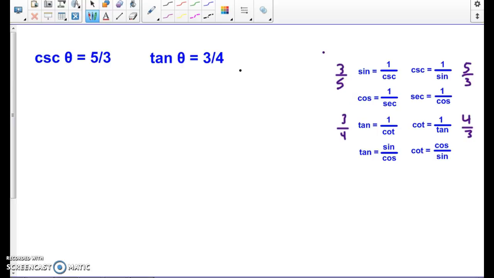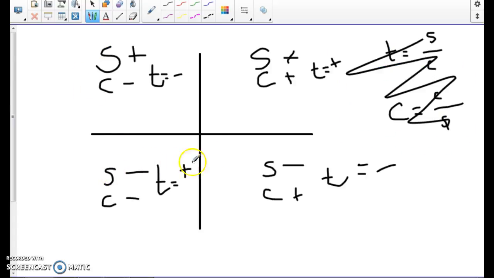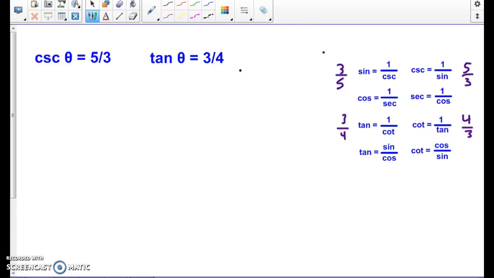What quadrant am I in? So positive sine, positive tangent. The only place that happens is the first quadrant. So I will now draw a rough sketch of my right triangle. Here we are. I use the fact that my sine is opposite over hypotenuse.